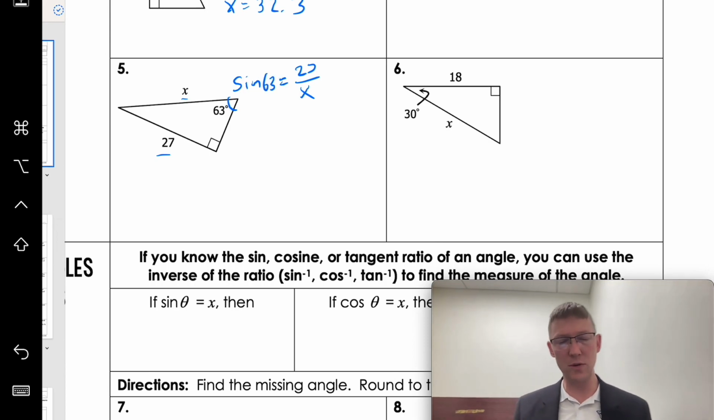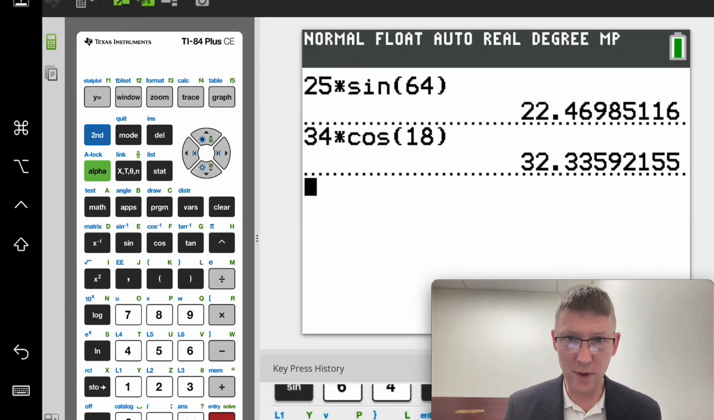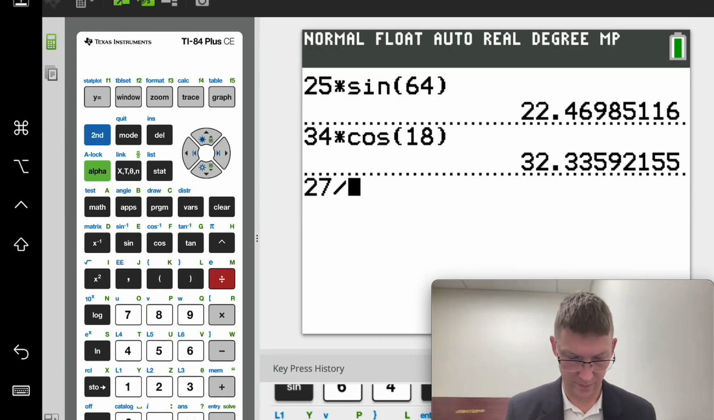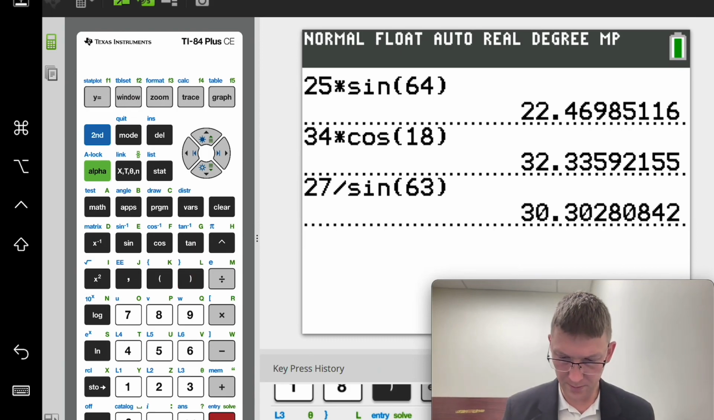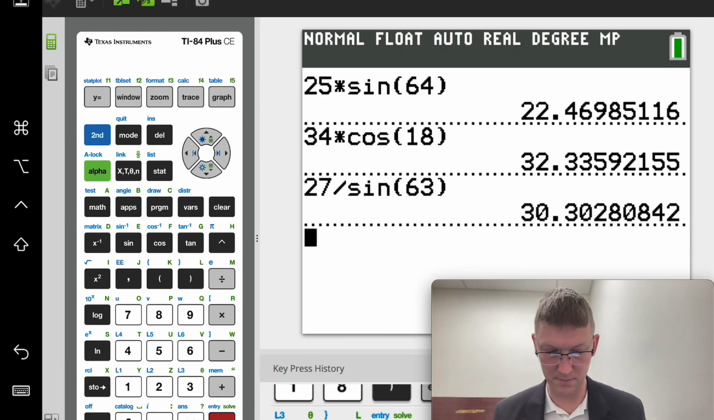Okay, so we're still going to move the x to the other side and then divide by sine of 63. Remember, sine of 63 is just a number, so you can do anything with that you can do with a normal number. In this case, we're going to do 27 divided by sine of 63. So let's see what that looks like. 27 divided by sine of 63, and I'm going to close my parentheses. That should be okay. And we get 30.3.